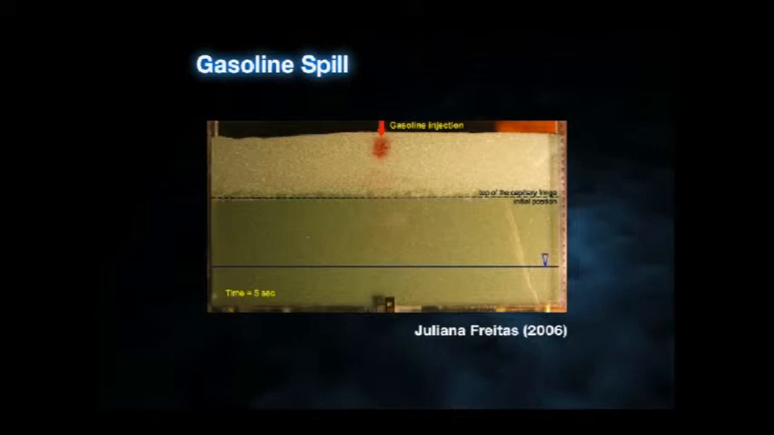Gasoline is going to come down through the unsaturated zone, is going to reach the top of the capillary fringe, and we'll see what happened. And I will discuss with you in detail the development of that. So just roll the movie.